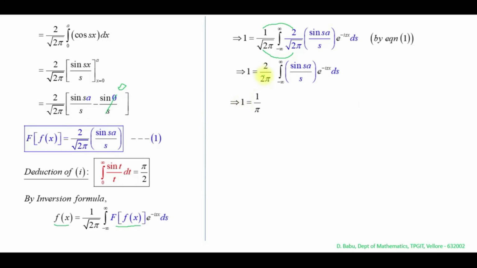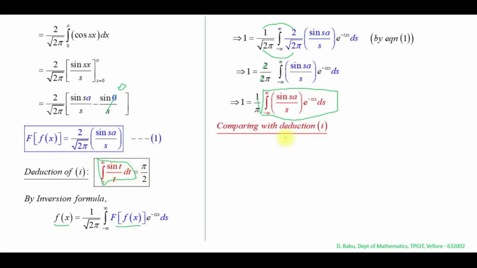This 1 equal to 2 get cancelled. We get 1 by pi integration minus infinity to plus infinity sin sa divided by s, e power minus isx, dx. So now compare this with this one, the red one. So comparing with the deduction 1.